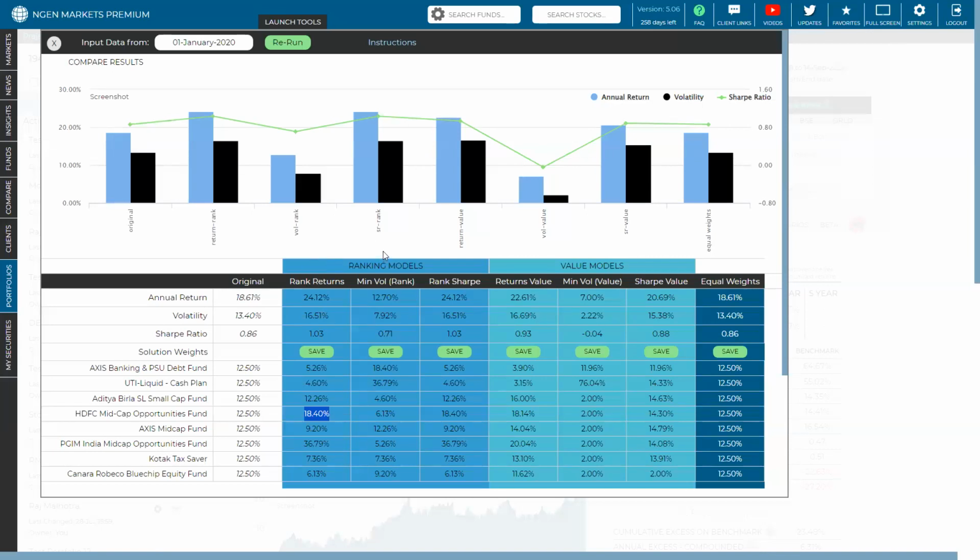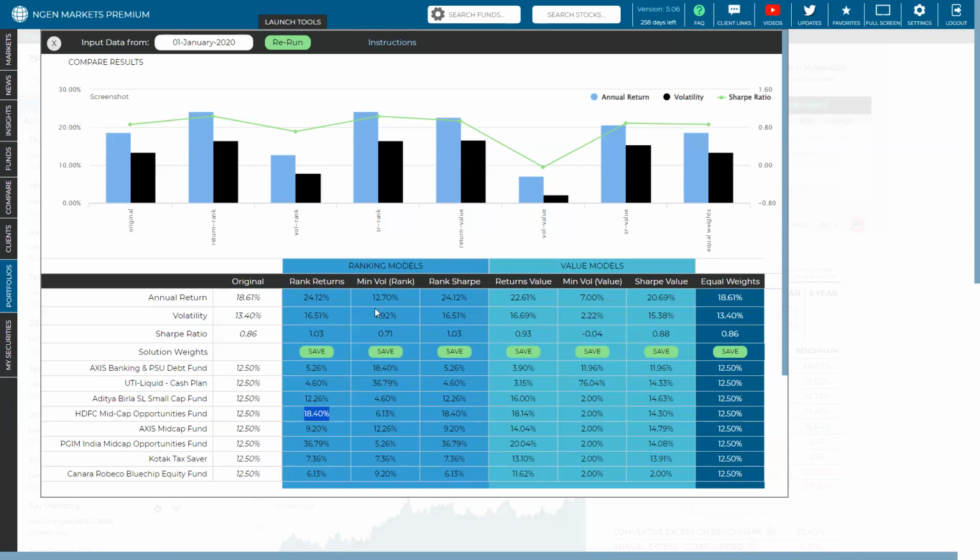Now, on the other hand, we have a minimum volatility model, which is to say that it is going to allocate the maximum weightage to that particular fund which has the lowest volatility. By volatility, we mean risk or standard deviation, if you may call it. Given the funds, even if you do not look at this allocation, it's very easy to determine that this UTI Liquid Cash and this Axis Banking and PSU Debt Fund, both being from the debt category, are going to be given higher allocations. And that is exactly what we can see here.